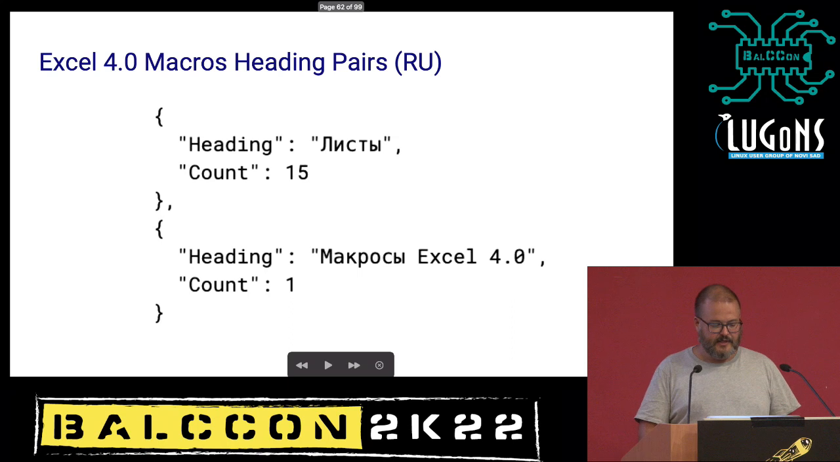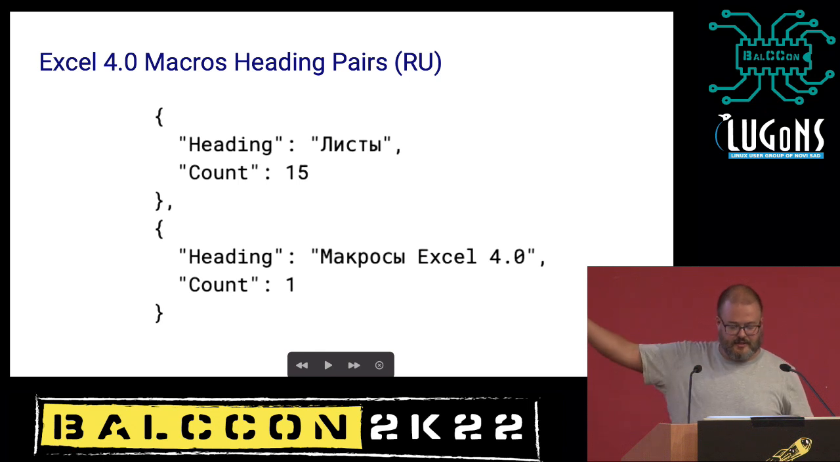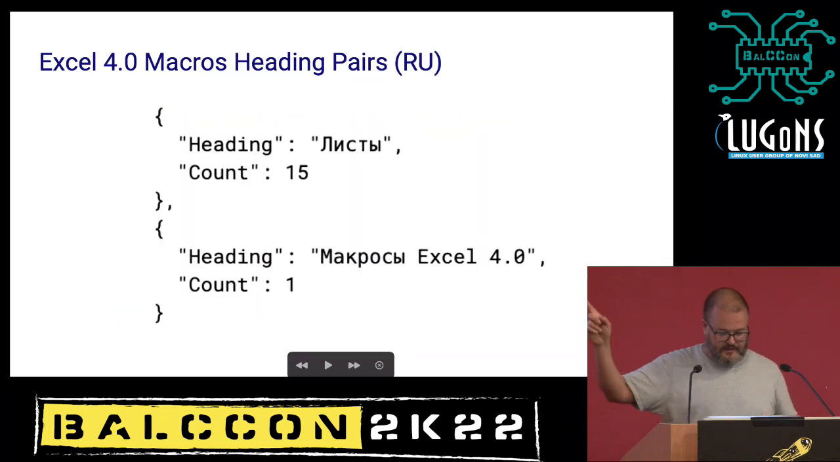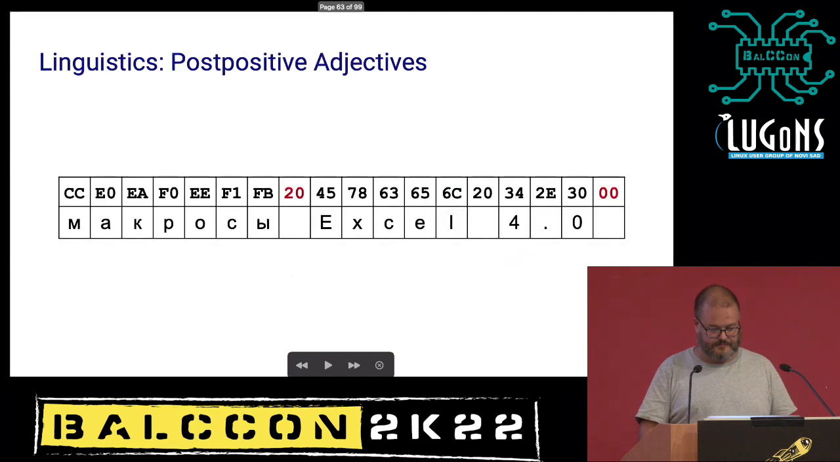Now, if you have Excel 4.0, and this is a Russian language localization, if you have Excel 4.0 macros, you run it through EXIF tool, or if you just open it in a hex editor, you can see it. It's not encoded, it's actually just in letters. Russian would be encoded, but if it's in English and certain other languages, it wouldn't be encoded. But you'll see up here is worksheets, so it's the same thing. Then you would have one Excel 4.0 macro sheet, so Macrosi Excel 4.0.